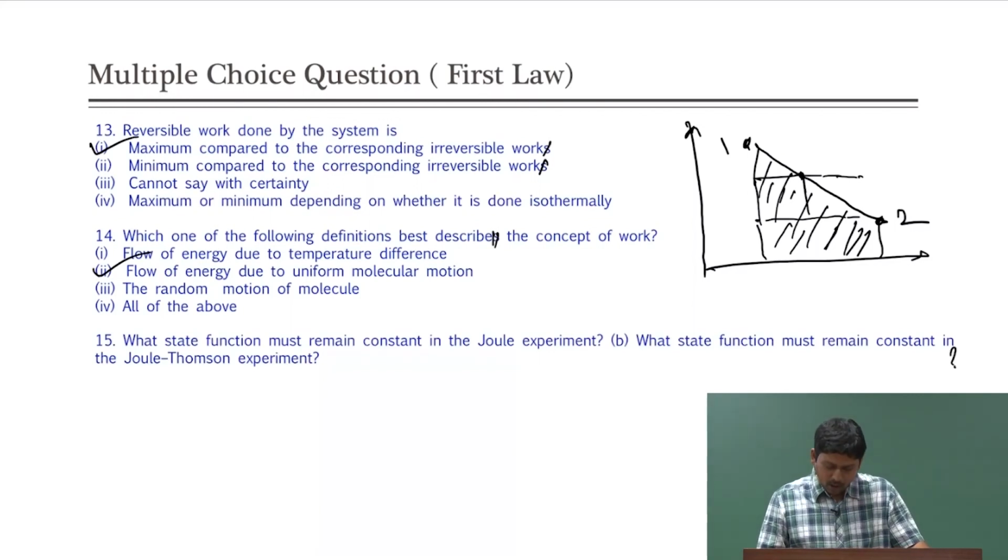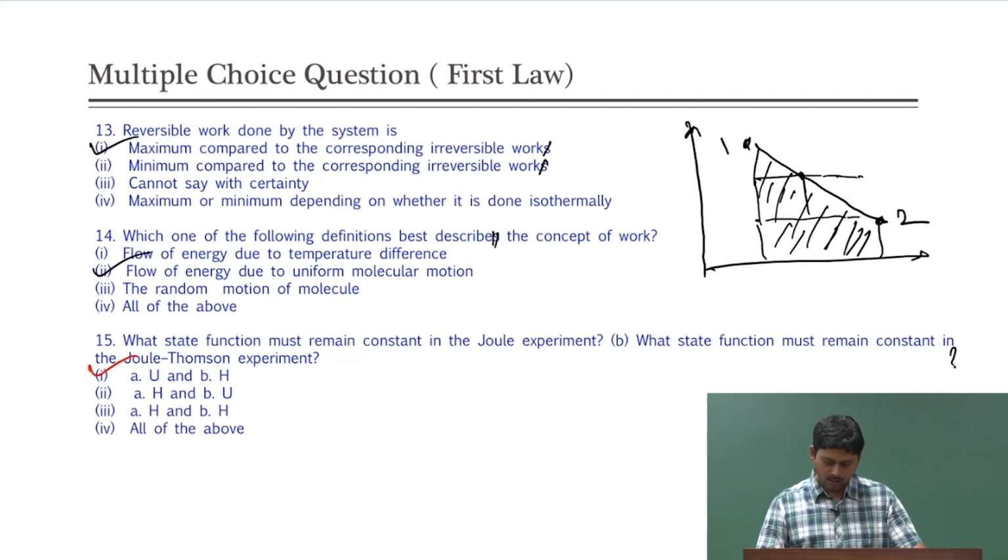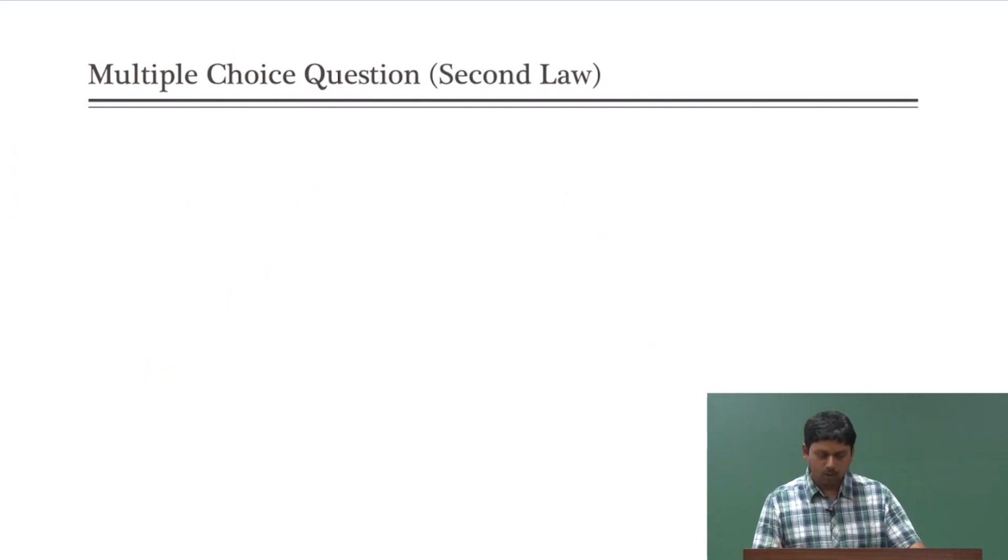Okay, question number 15. What state function must remain constant in the Joule experiment? And question B is, what state function must remain constant in the Joule-Thomson experiment? This is an easy question. You know that in Joule's experiment the internal energy remains constant, and in the Joule-Thomson experiment the enthalpy remains constant. So, A is u and B is h will be the right answer, but let us see the other options. Yeah, the second option is wrong and the other options are also wrong. So, now we have finished the multiple choice questions for the first law.